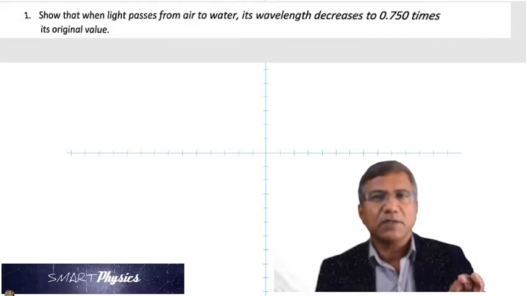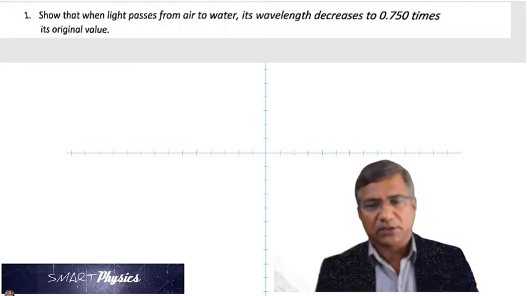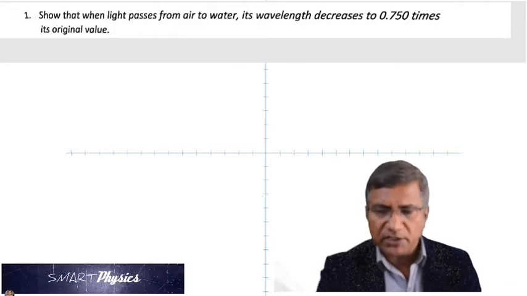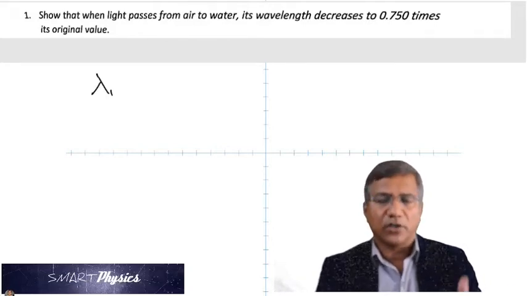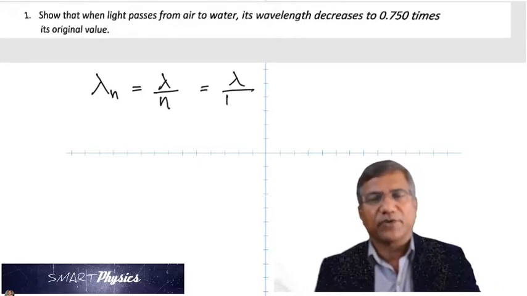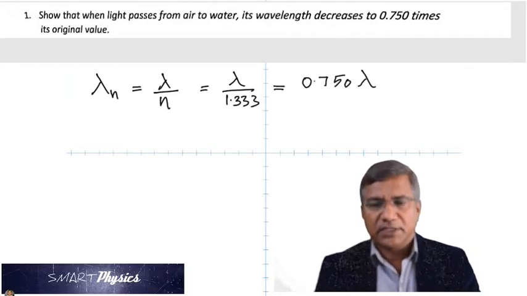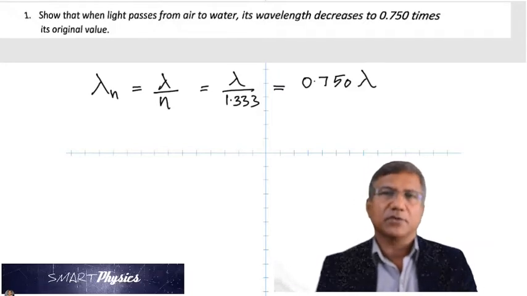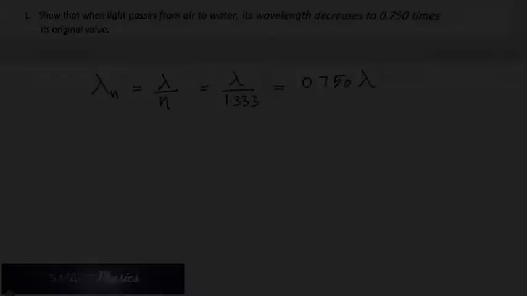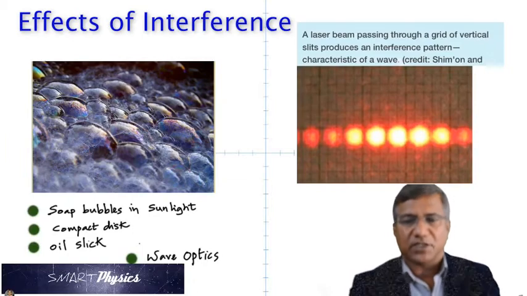So frequency never changes, but wavelength and speed both change. And to find the change in the wavelength, all you got to do is divide the wavelength in air by the refractive index of the material. So in air, the wavelength is assumed to be lambda, and the refractive index of water is 1.333, which gives 0.750 times the wavelength in air. And so that's how the soap bubbles look in sunlight.